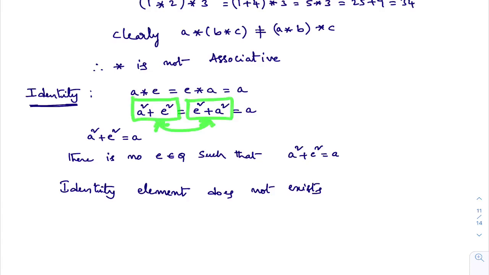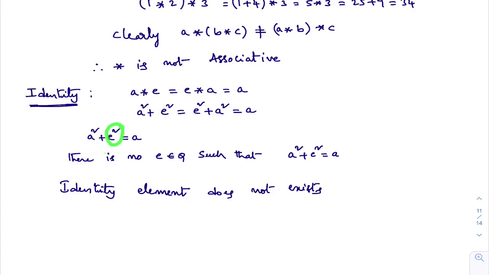A and E both are rational numbers. A square plus E square is same as E square plus A square. When you know these two are equal, you take any one. You take A square plus E square equal to A, or E square plus A square equal to A. Here I have taken A square plus E square equal to A. Now here what is A, what is E? A and E both are rational numbers. You identify a rational number E such that A square plus E square equals A. A is also a rational number.